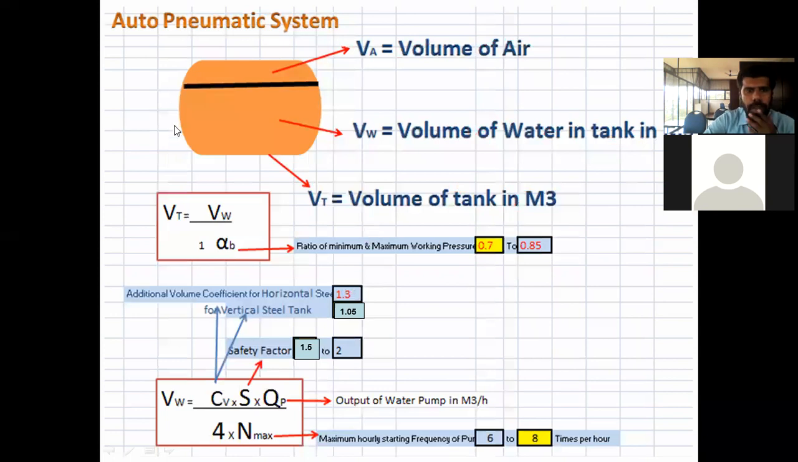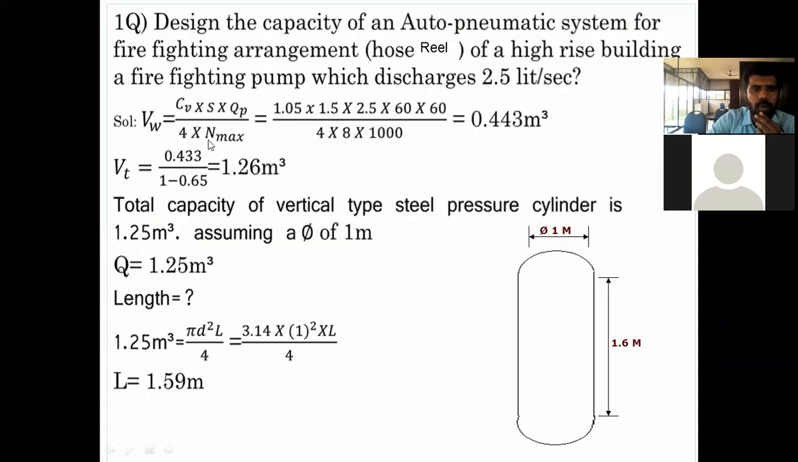Yeah, this is the formula. VW is equal to CV times S times QP times 4 times N max. So CV I have taken as 1.05, because I have chosen a vertical tank. For a vertical tank, that coefficient is 1.05. S is the safety factor. It can be from 1.5 to 2. You can take 1.5 as the safety factor.